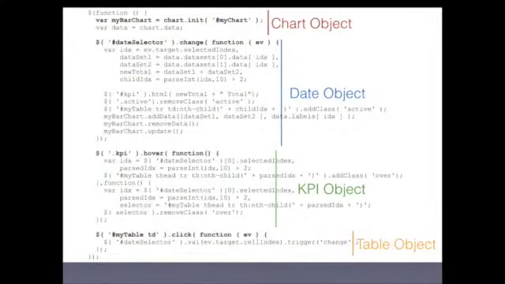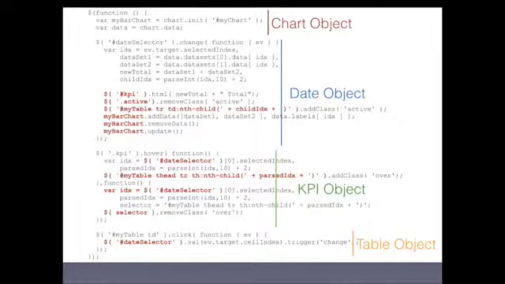So here's the code for that moderate complexity application. Don't read the wall of text. It's basically just 4 different objects: a chart object, a date object, a KPI object, and a table object. I'm using the word object here in sort of an abstract sense. They're really just event handlers on these widgets.